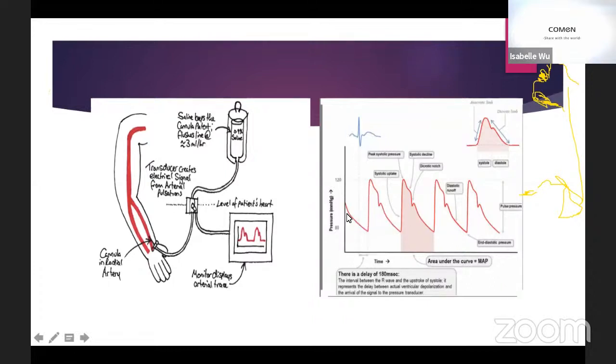Now, looking at your wave, you can see that this area, the systolic uptake, can tell us a bit more about the patient's cardiac output. And the dichotic limb, the descent, can tell you a bit more about peripheral resistance.